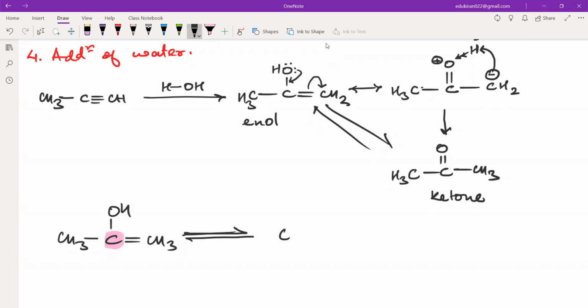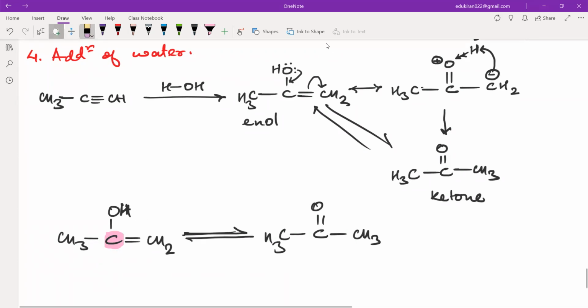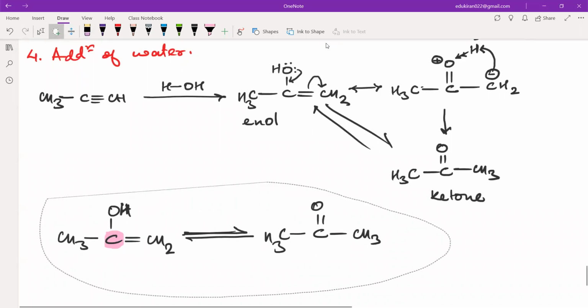with the keto form in which you have CH3, C double bond O, and there is a CH3 group here. So this is known as proton transfer. Proton transfer means this hydrogen transfers between the oxygen, that is OH, and the CH2 group. Right? There's a proton transfer reaction. That means it is an acid-base type of reaction. So this is the product that you get.